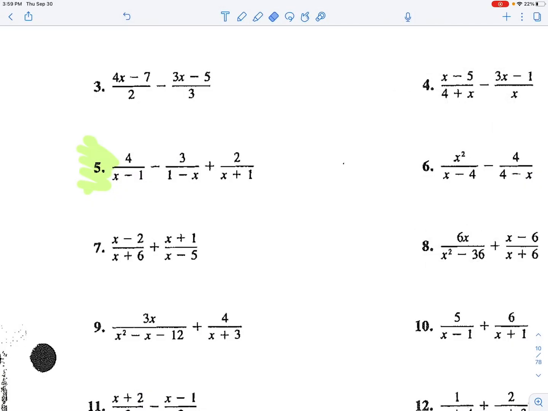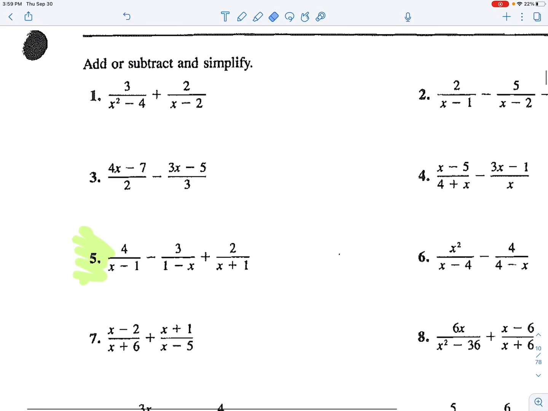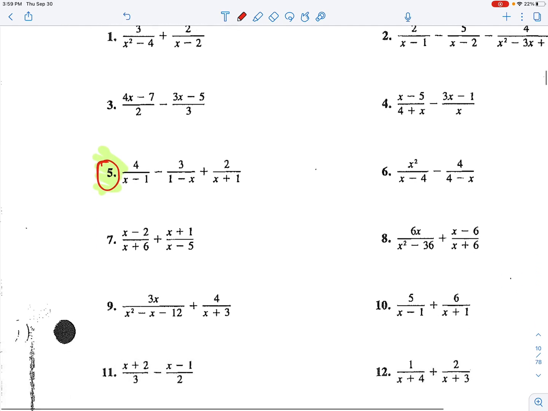Hello there. This number 5 on the add or subtract rational expressions homework is a little bit of a doozy, so much so that it's worth making a video on it. Let's take a look at it.